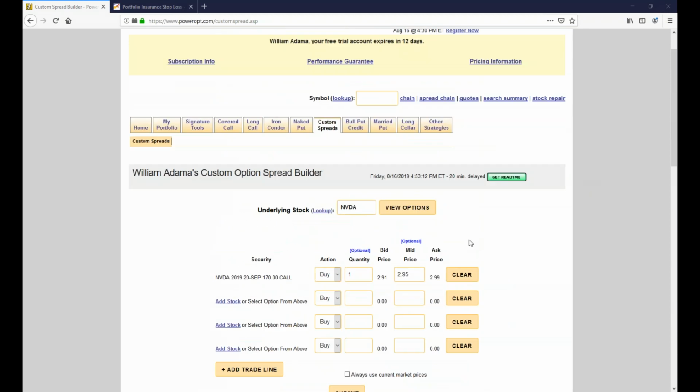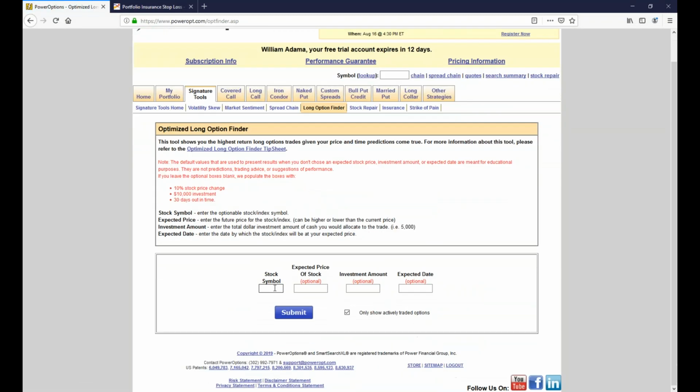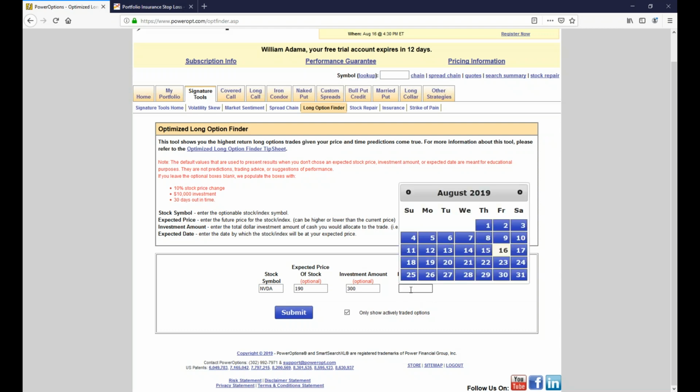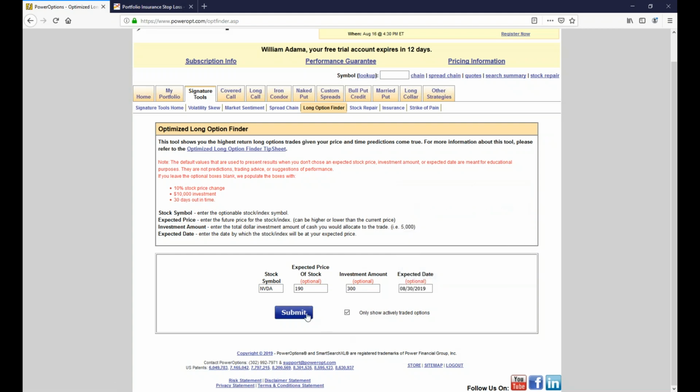Okay, on Power Options, underneath the Long Call tab or the Long Put tab, you can also access it here in our Signature Tools tab. There's a tool called the Long Option Finder. And this is a very simple tool because all I have to do is put in my stock symbol, my expected price for the stock. Let's say it was, no, let's take halfway there. Let's go 190. Still pretty good. And either way, you were dumping about $200, $300 into this position. Okay, so I'm going to put in $300. Is that right? Yeah, about $300. And the expected date, oh, I'm sorry, let's go to 8:30. Okay.